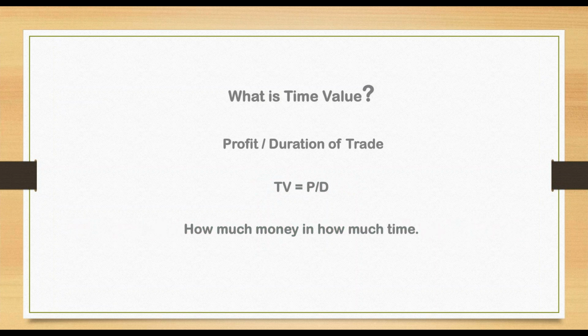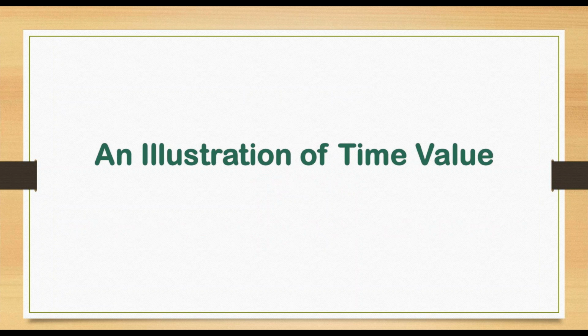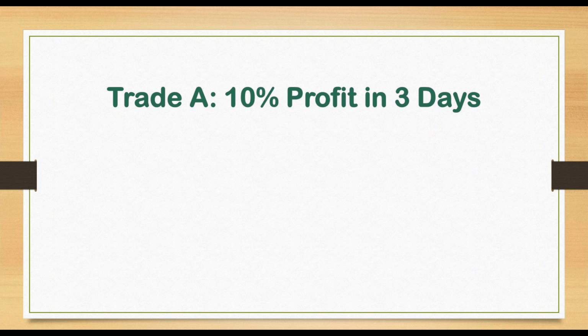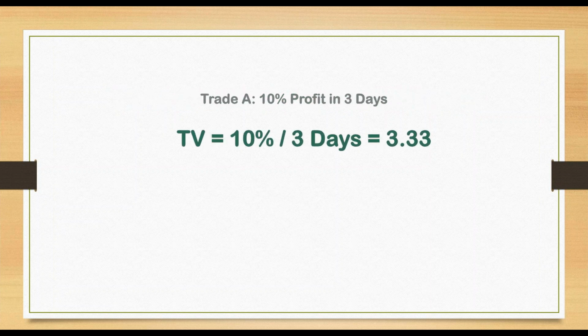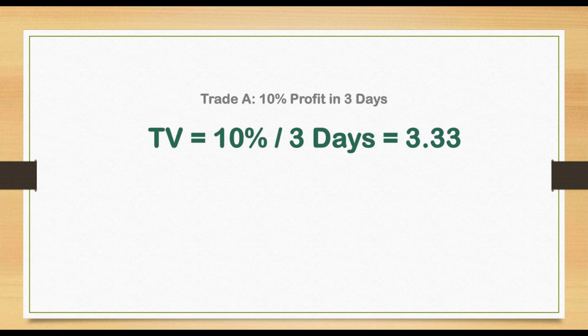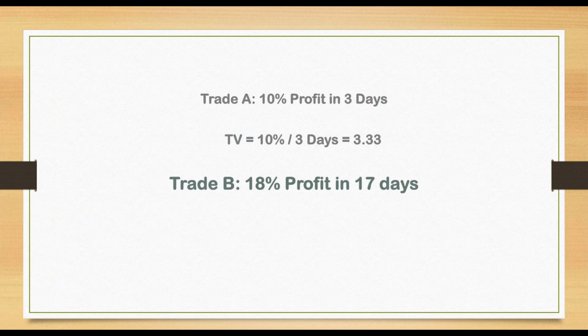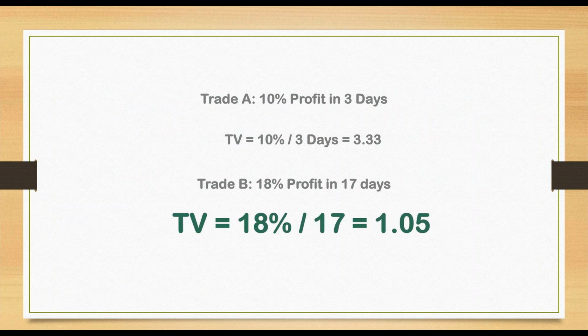So let's look at a quick example. And this would be trade A, for example, here. 10% profit in 3 days. Okay, not too bad. 10% divided by 3 days equals 3.33. You can pull out your calculator to confirm that if you need to. Trade B, 18% profit in 17 days. And that has a time value of 1.05. So while trade B has a bigger profit, trade A actually has a higher time value. And so you'd like to be able to string together more trade A's relative to trade B's.